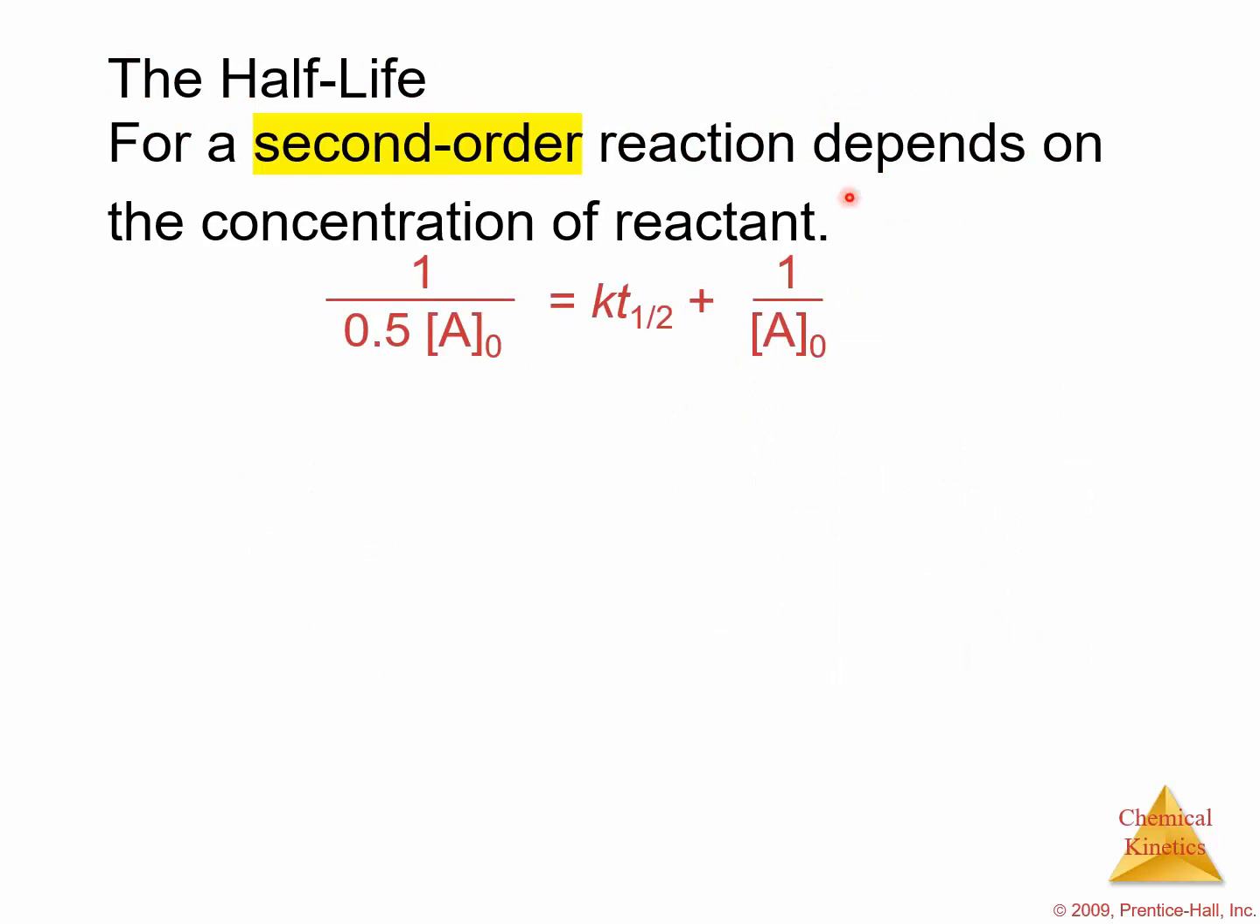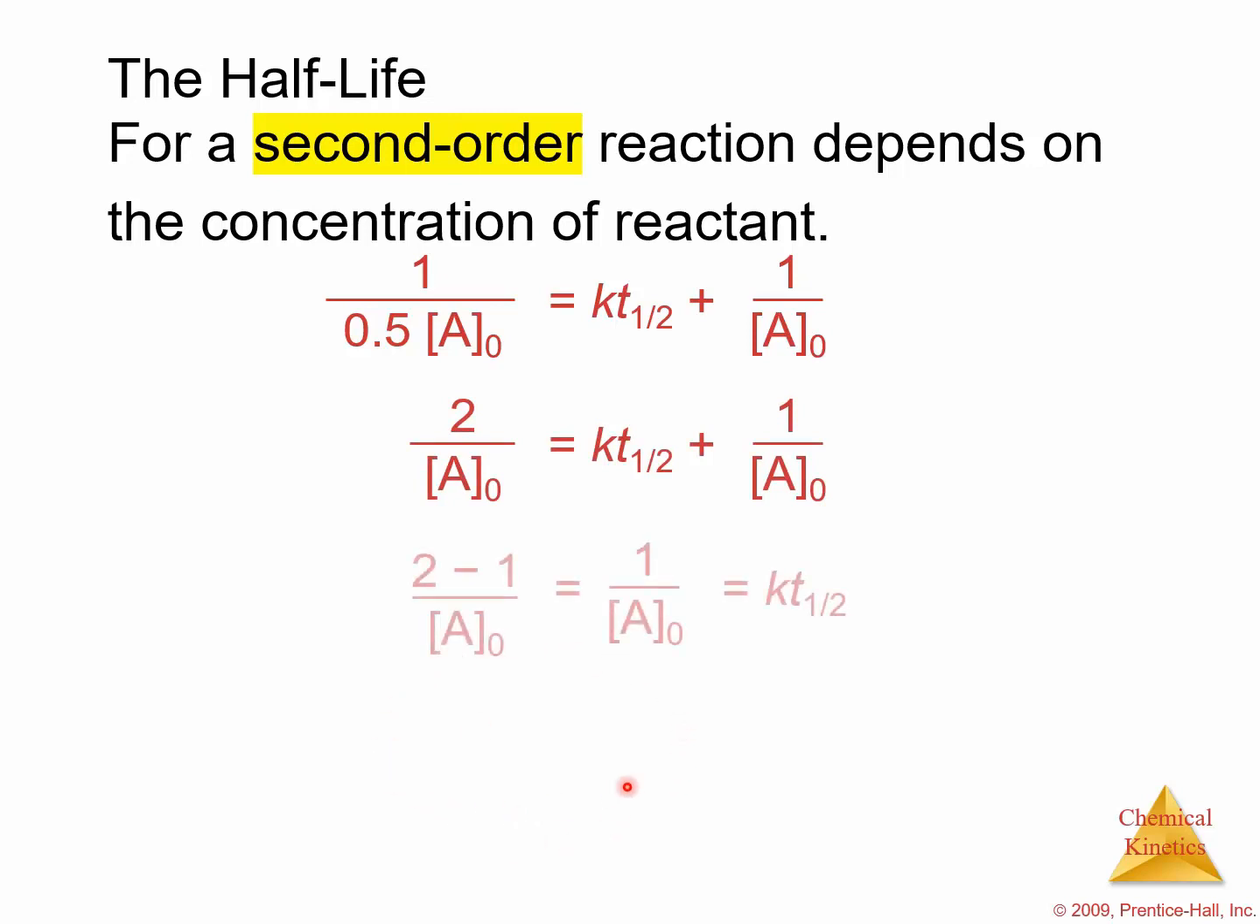A second-order reaction depends on the concentration of reactant. After we calculate, the half-life for a second-order reaction equals 1 divided by k times the initial concentration of A naught. So both zero-order and second-order depend on the initial concentration of A. However, a first-order reaction does not depend on the initial concentration of A.